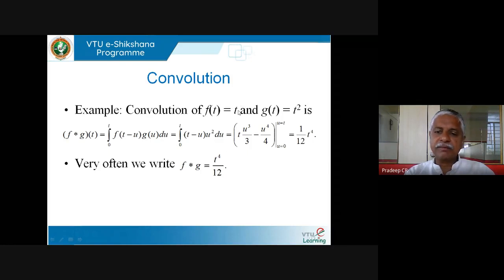Now Laplace of f is 1 by s square and Laplace of t square is 2 by s cube. Multiply them, I'll get the same thing here, 2 by s power 5. So what this convolution theorem says is, if you take two functions, Laplace of the convolution is the same as the product of the Laplace of the functions. This is easily verifiable orally because we have just simple straightforward polynomials.